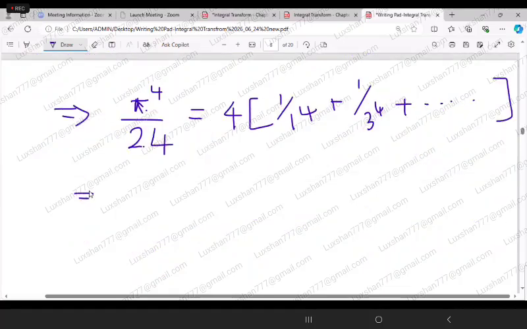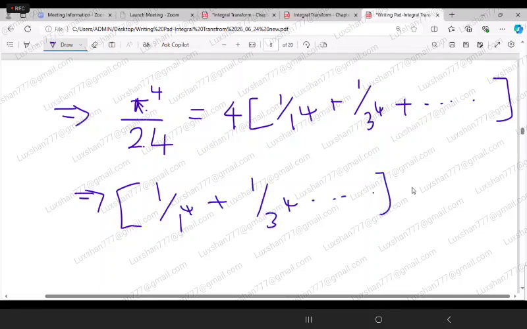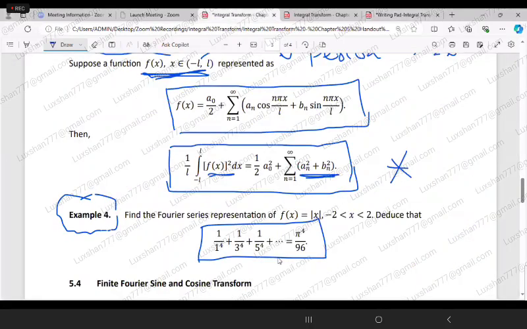and if you omit the 0 terms, you get 1 over 4 plus 1 over 3 over 4 plus... Okay, so from this one you can say that 1 over 1 4 plus 1 over 3 over 4 plus so on is equal to 5 to the power of 4 divided by 96. Okay, same as this one.